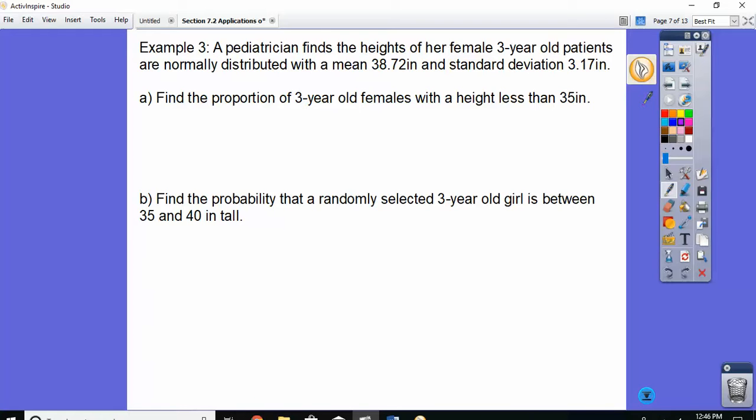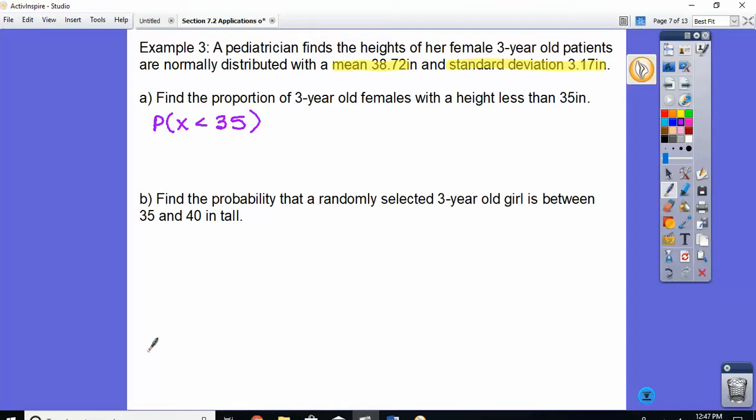A pediatrician finds the heights of her female 3-year-old patients are normally distributed with a mean of 38.72 and standard deviation 3.17. Part A. Find the proportion of 3-year-old females with a height less than 35 inches. So I'm asking you to find the probability that X is less than 35.